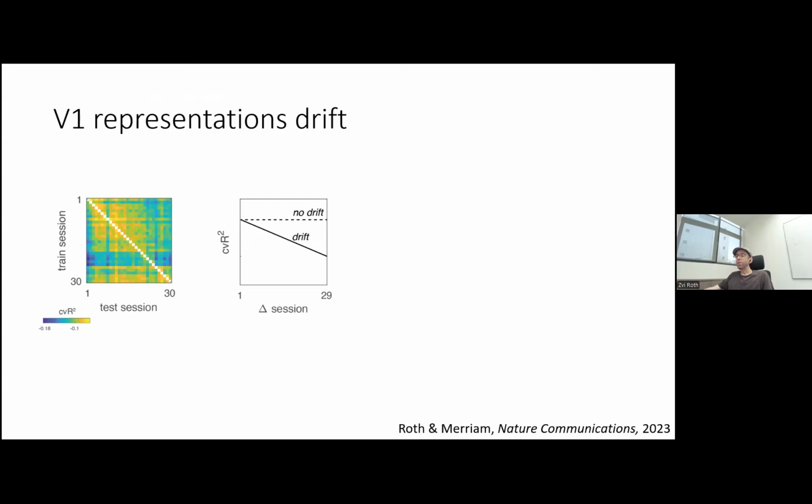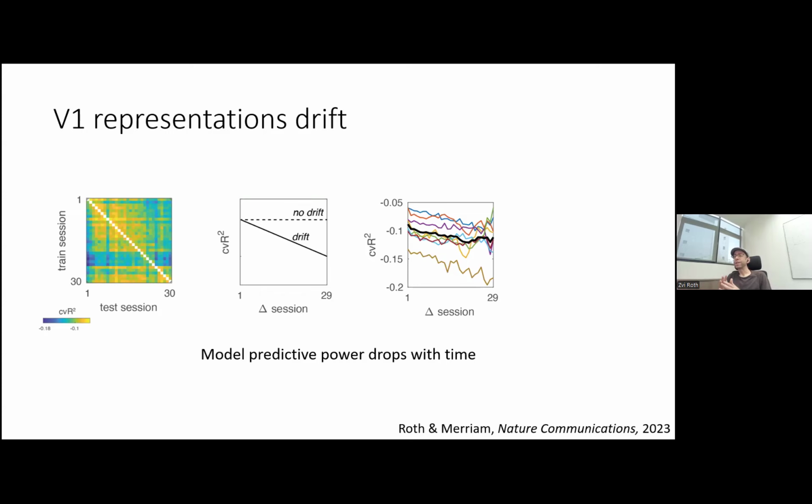And it turns out that there is drift. Okay, CV R-squared values decrease with delta session. So here in this third panel, each colored line is a single subject, and the black line is the average. So the model predictive power drops with time.